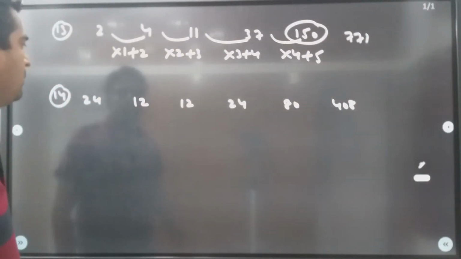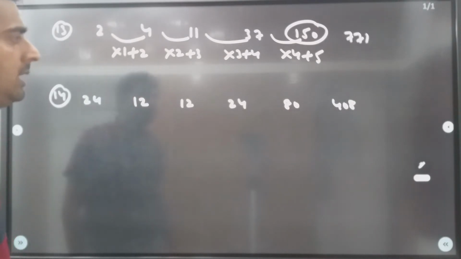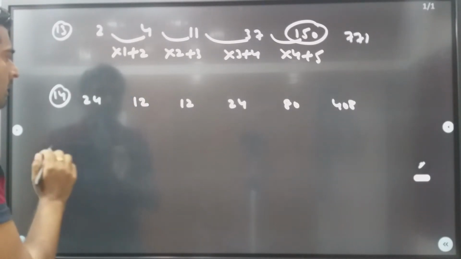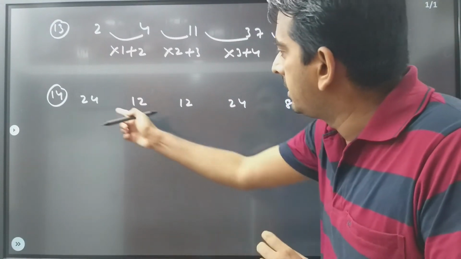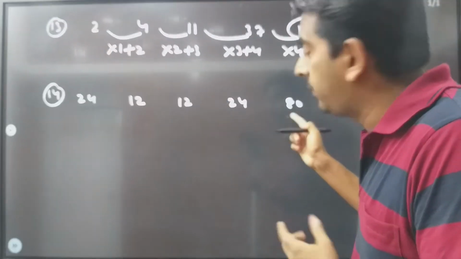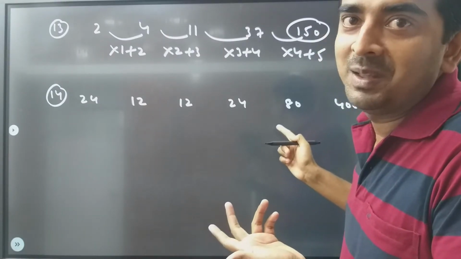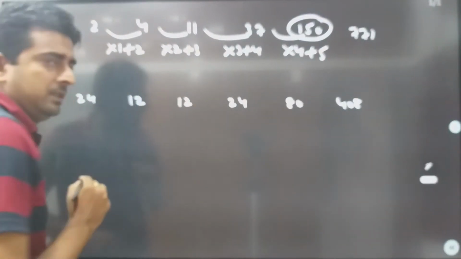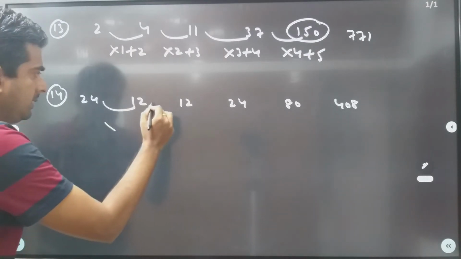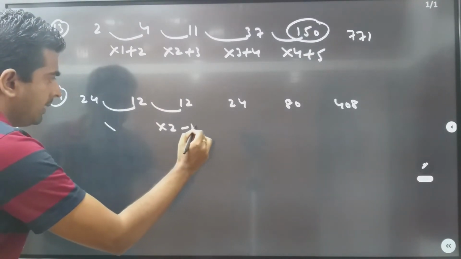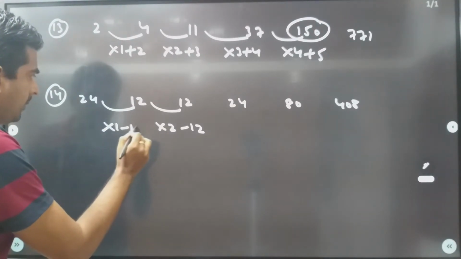Next one, 24, 12, 12, 24, 80, 408. While seeing this question itself, first and foremost thing you will think, sir, this is half, this is 1, this is 2, this is 4. It's not coming, right? That means a different pattern is there. What is the pattern? This is ×2 minus 12. So this is ×1 minus 12.